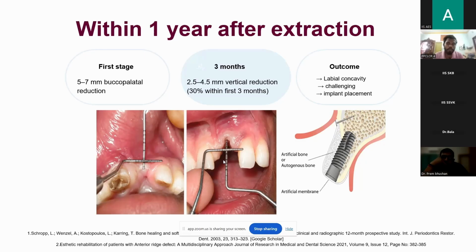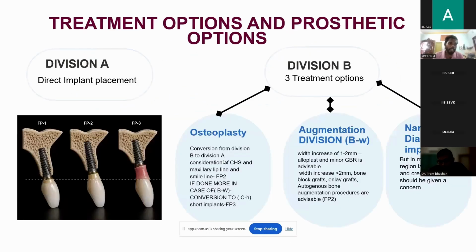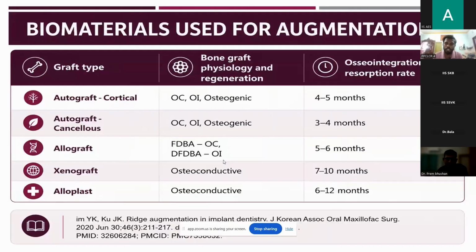This reduction will result in labial concavity, which poses a challenge in implant placement and attaining an aesthetic outcome. Let me explain a gist of the treatment options and prosthetic options. Based on the available bone level, Misch and Judy classified the treatment options and prosthetic options under 4 divisions. My case falls under the augmentation criteria. Since we needed more than 2 mm of bone augmentation, we opted for bone block grafts.